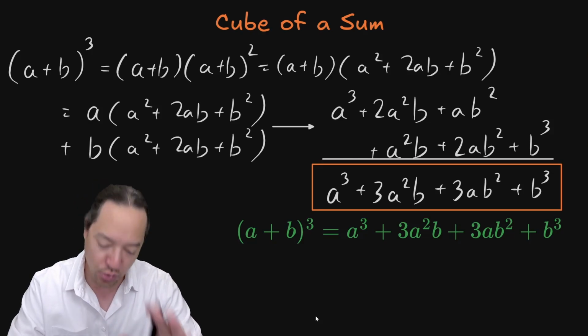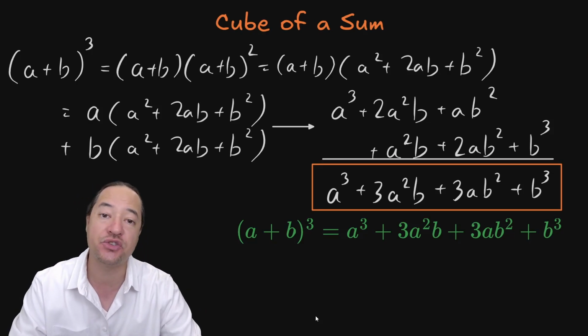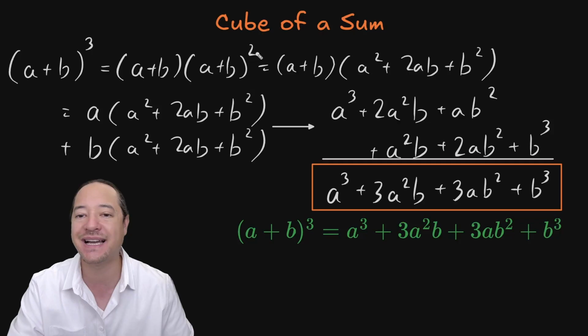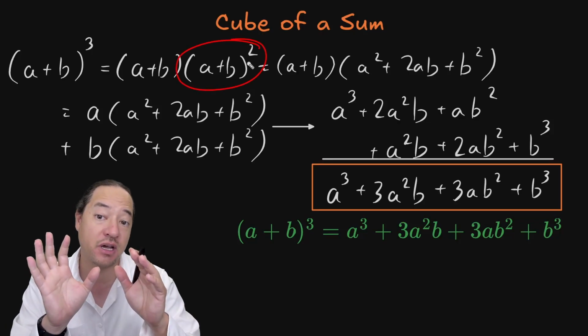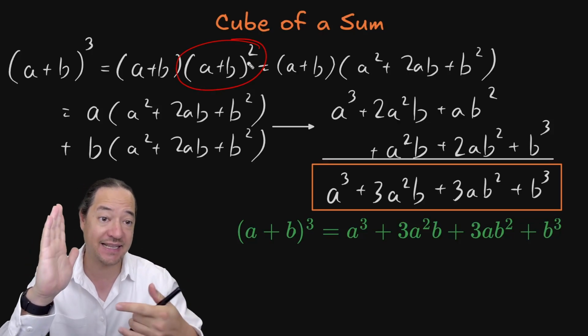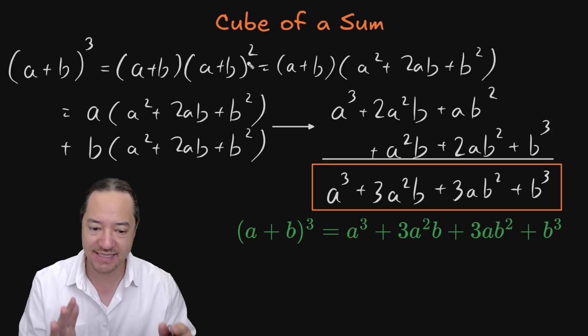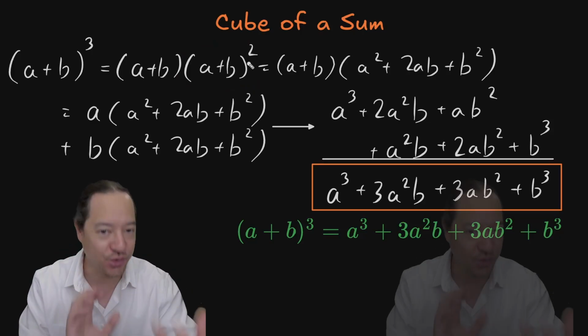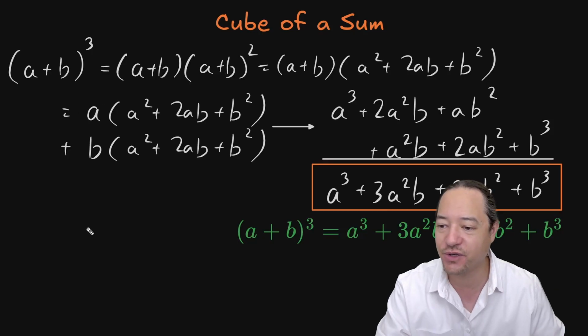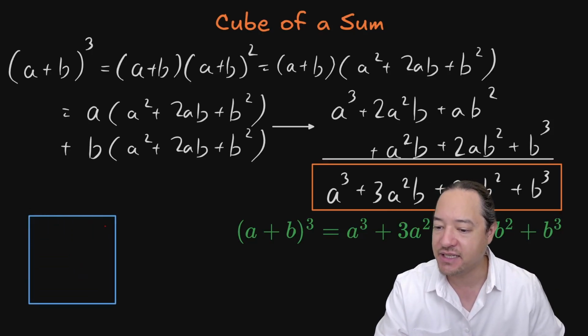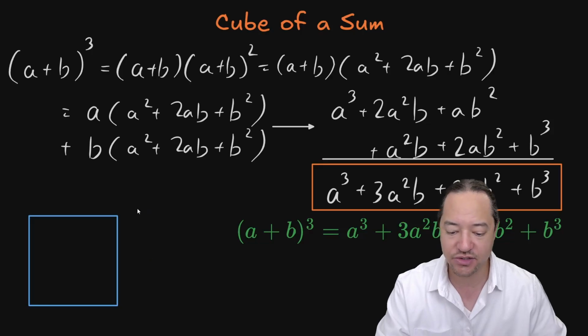Now, you could also visualize this geometrically, just how we visualized this square of a sum as taking like the area of a square. You can visualize the cube of a sum as taking the volume of a cube. Okay, now this is a little bit more difficult to draw, so I might not do a great job here, but the idea is if you have a cube, okay, so let me try and draw a cube.